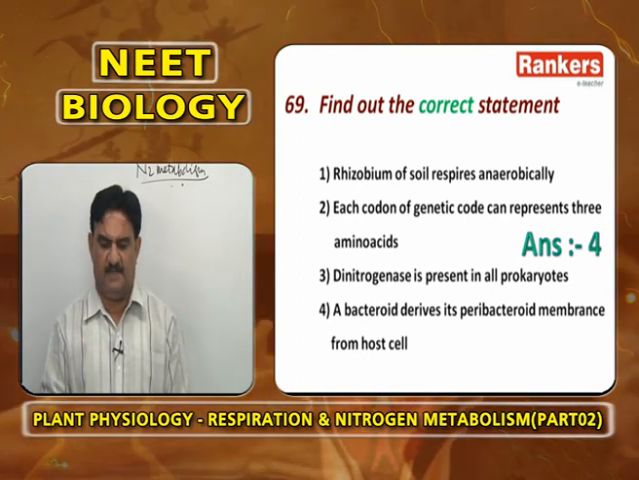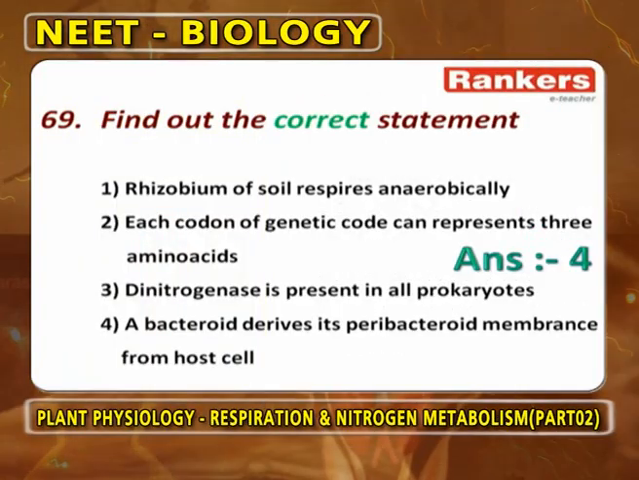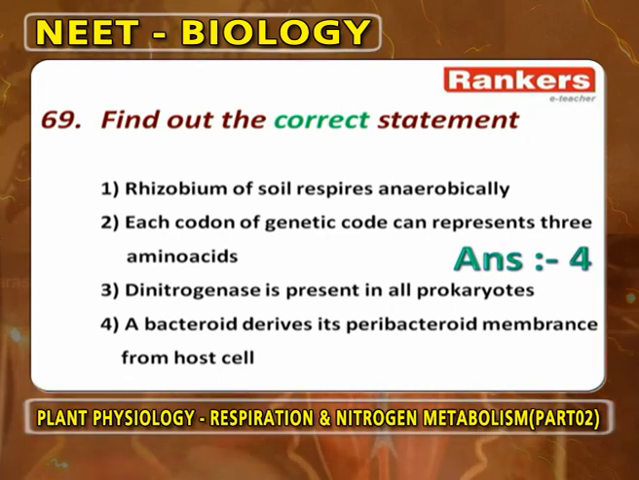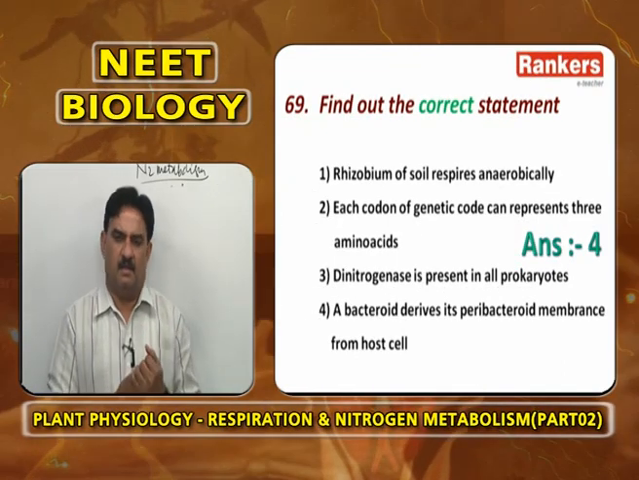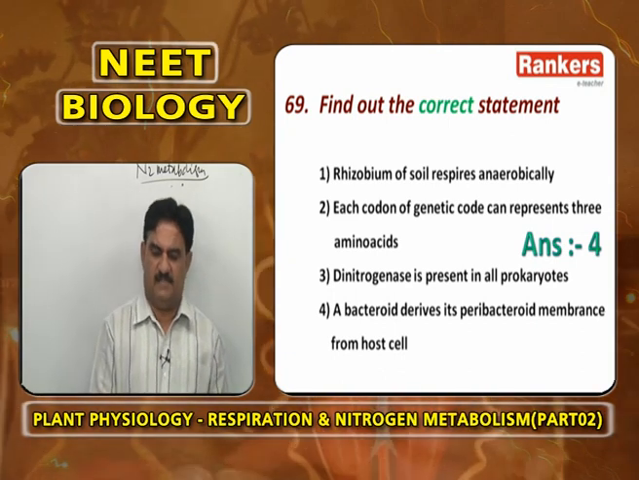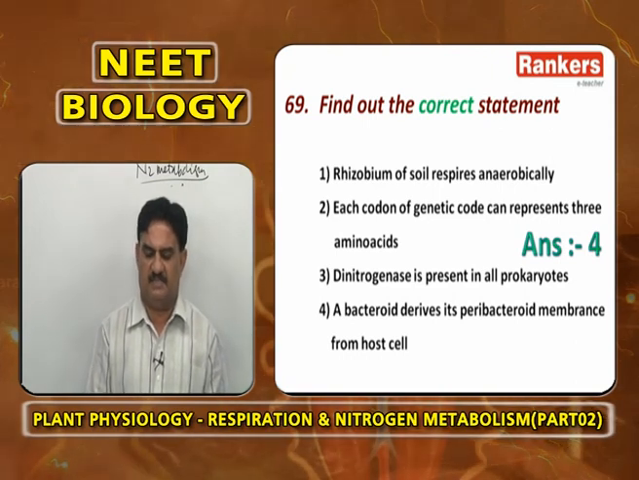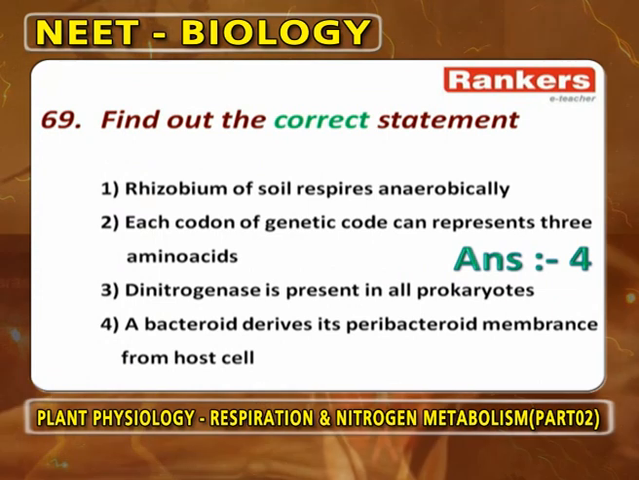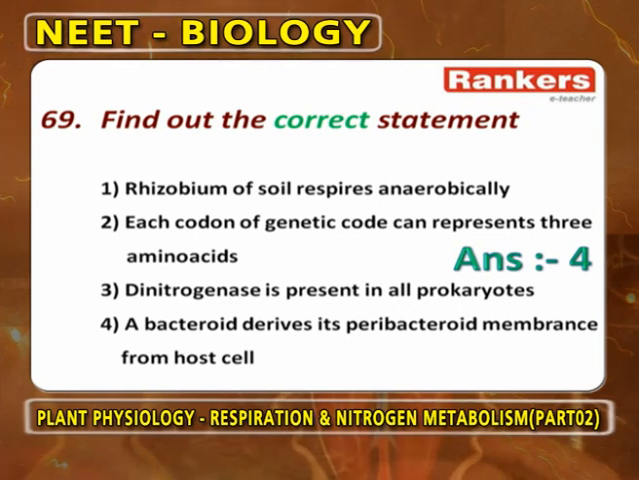A bacterioid derives its peribacterioid membrane from the host cell. Whenever a bacterioid is formed by the replication of bacteria in the infection thread, circular bacterioids are formed which are surrounded by a membrane popularly called the peribacterioid membrane, which is obtained not from the bacteria itself but from the host cell. So, rhizobium of soil respires anaerobically is wrong. Each codon of genetic code can represent 3 amino acids is wrong; it is 3 nitrogen bases. Dinitrogenase is present in all prokaryotes is wrong because it is present only in a few prokaryotes. A bacterioid derives its peribacterioid membrane from the host cell is correct. So, fourth option is correct.